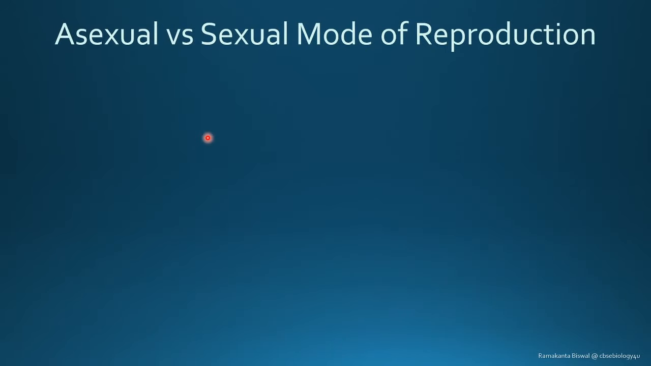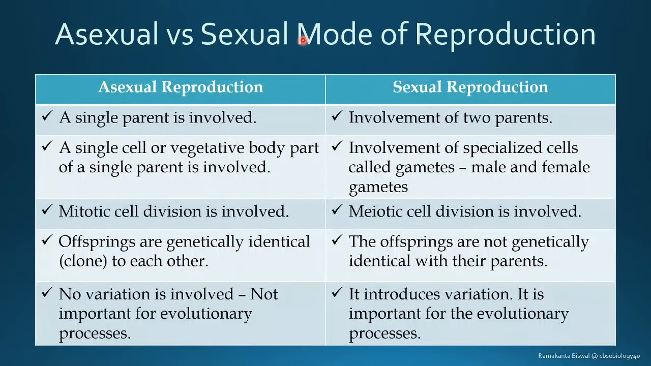Now, how do we differentiate? We all know that reproduction is of two types, asexual mode and sexual mode, and everybody knows the major difference: in asexual reproduction a single parent is involved, whereas in the sexual mode two parents are involved, one male and one female. Now let us talk about some other differences here.